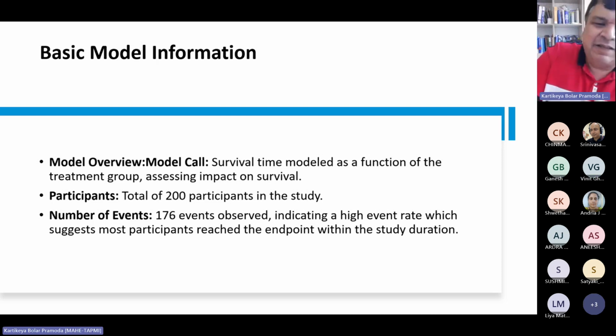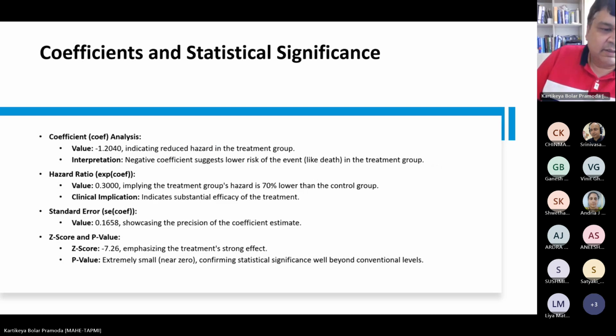So I just wanted to explain what the 176 events observed means. Here it basically means they have undergone death in this case. Just to explain, the minus sign indicates that there is a reduced hazard in the treatment group, whereas 0.300 means 70% lower than the control group.